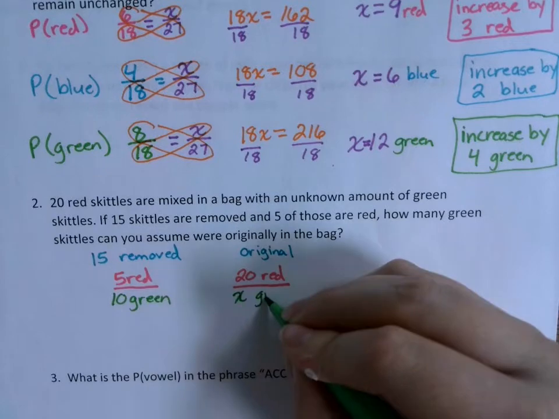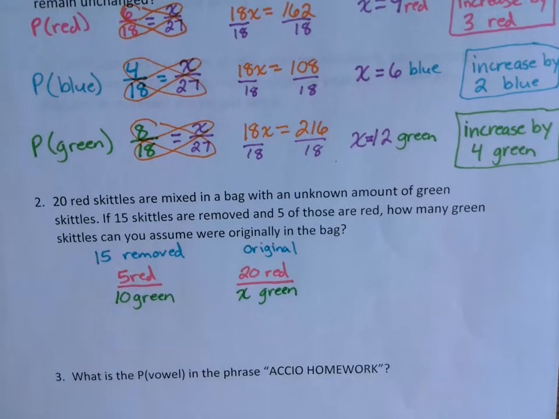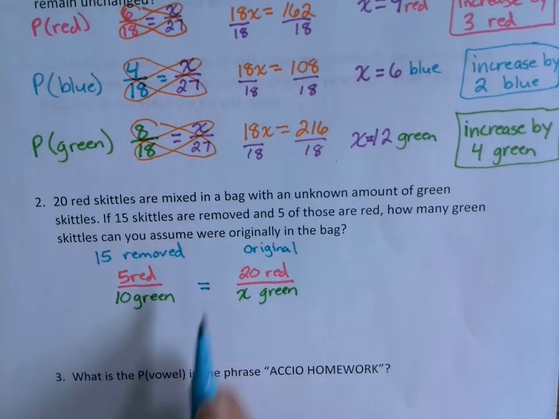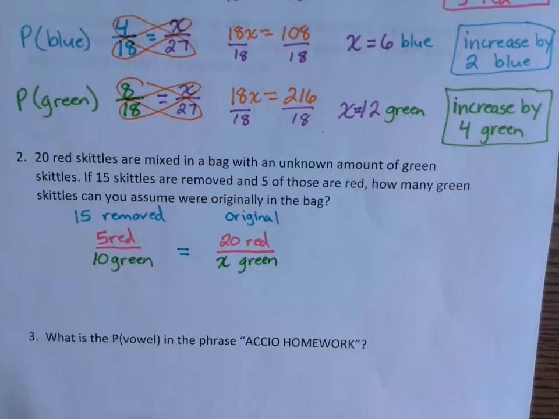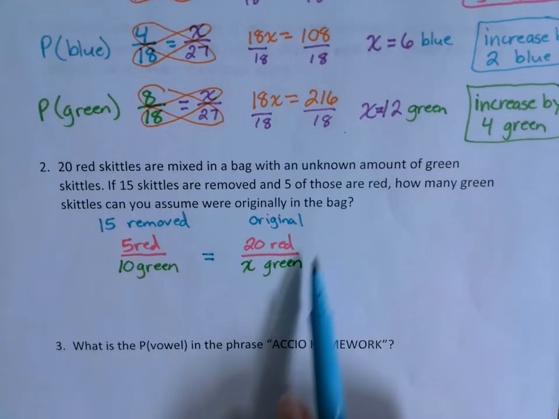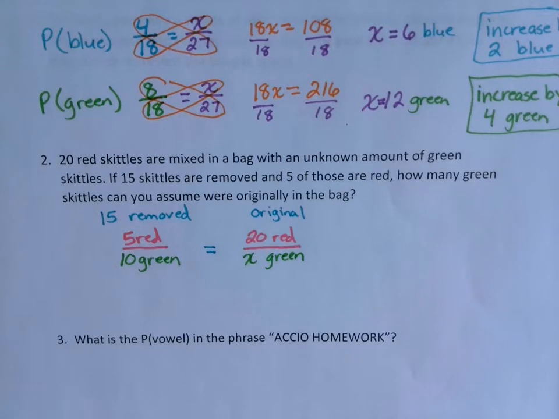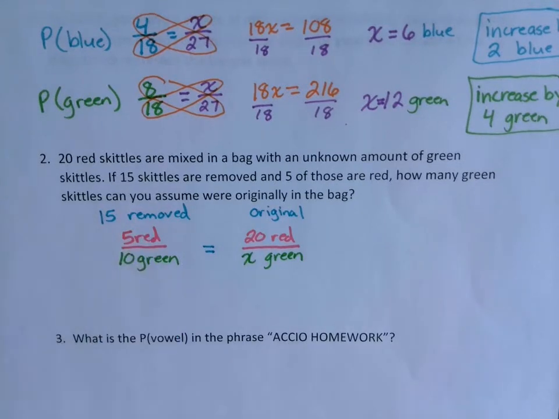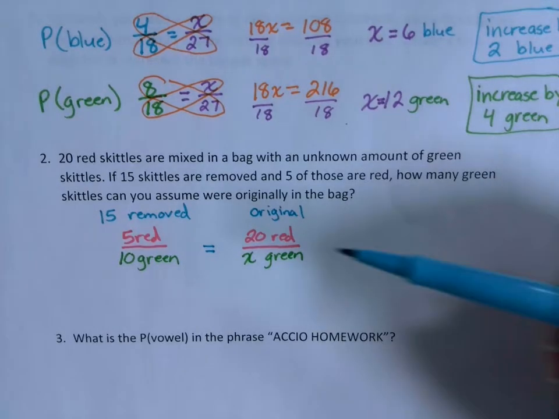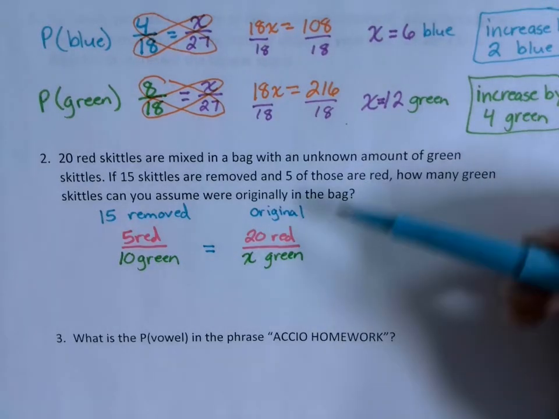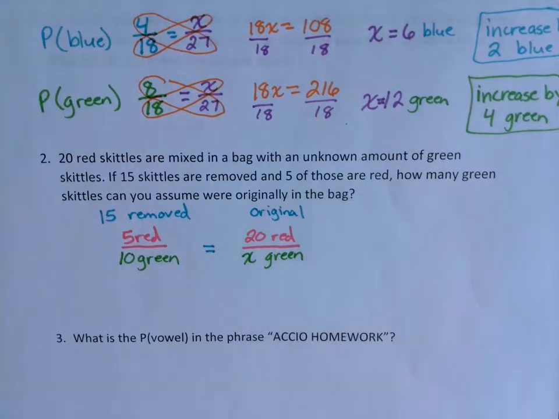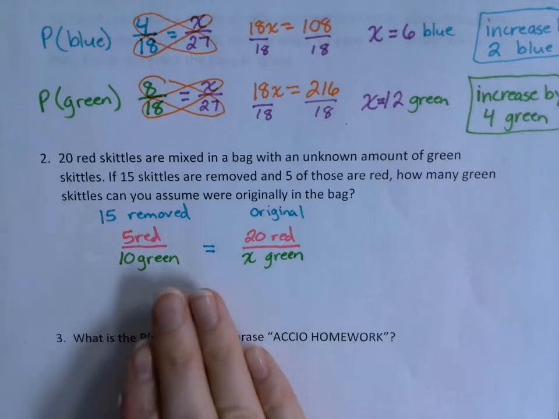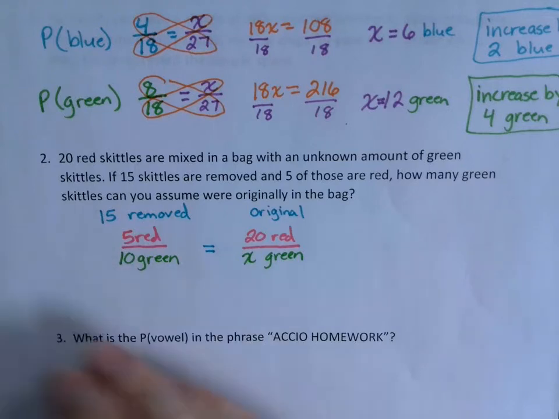So we're just setting up a proportion to solve, using information that we know about the probabilities and information we are trying to find. We know out of 15 removed Skittles, 5 are red. That means 10 had to be green. We know originally in the bag there were 20 red Skittles and an unknown amount, X, of green Skittles. So if this probability stays the same throughout, then we can make an assumption about the number of green by doing our cross product and solving.